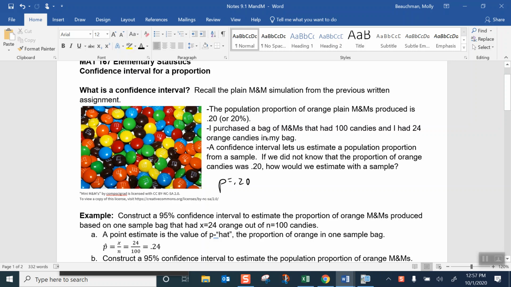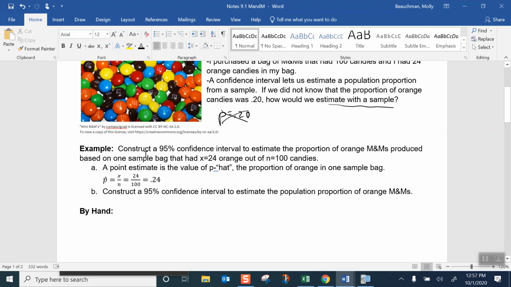I purchased a bag of M&Ms that had 100 candies, and I had 24 orange candies in my bag. So if I didn't know that the population proportion was 20%, I want to use a confidence interval to estimate the population proportion based on my sample. So how would we estimate with a sample if we didn't know what the population was up front? The example we're going to look at is constructing a 95% confidence interval to estimate the proportion of orange M&Ms produced based on my one sample bag that had 24 orange out of 100 candies.